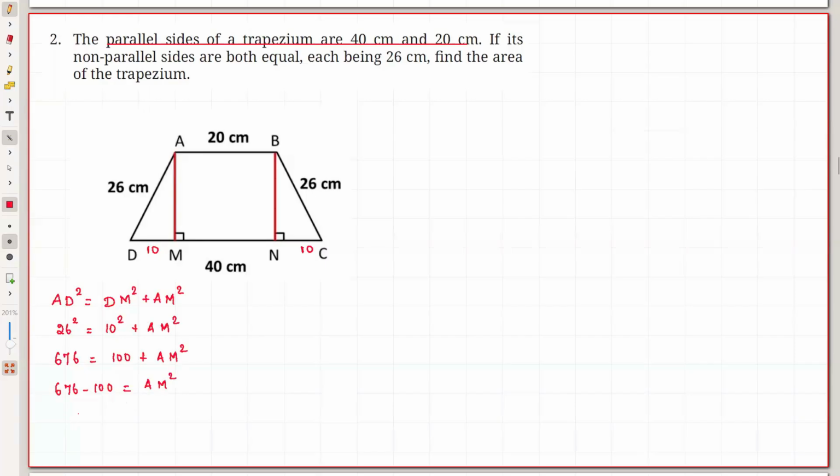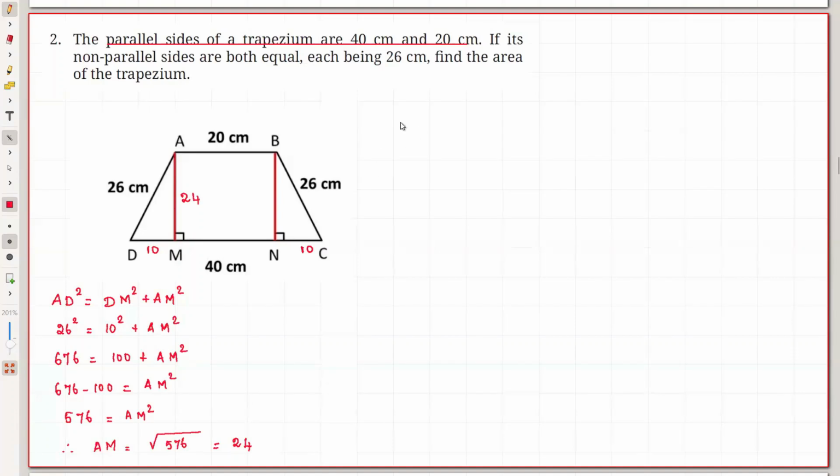676 minus 100 is 576. 576 is equal to AM square. Therefore AM is equal to square root of 576. Square root of 576 is 24. Now AM is equal to 24.